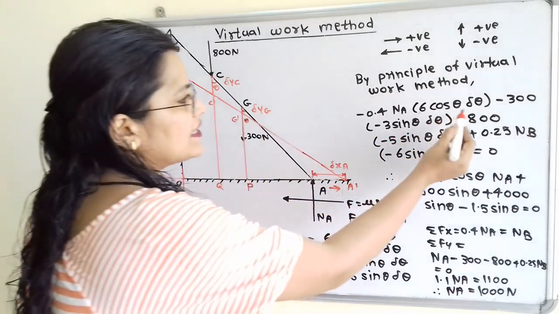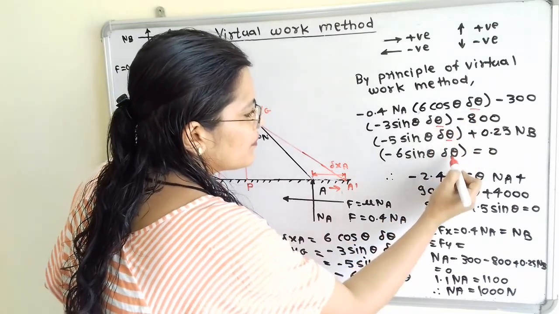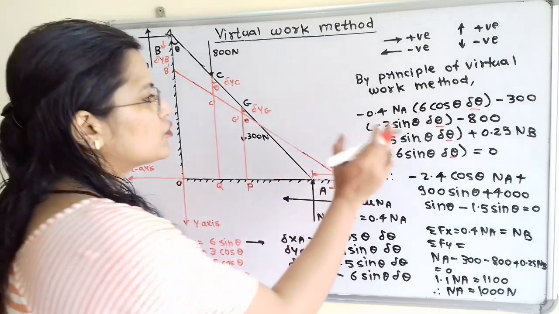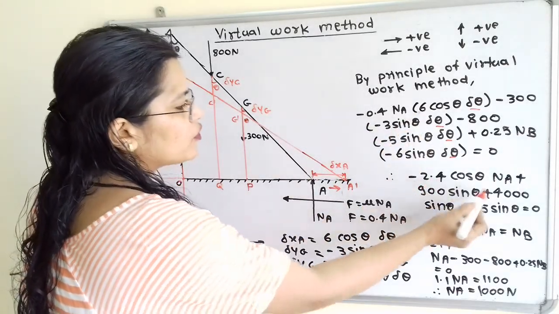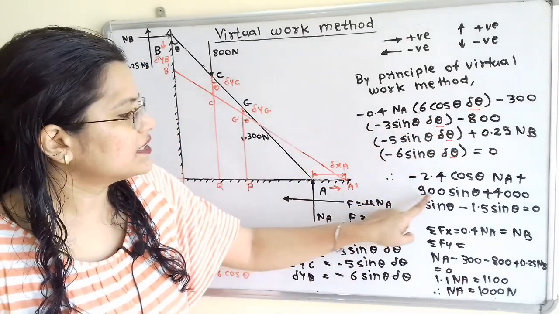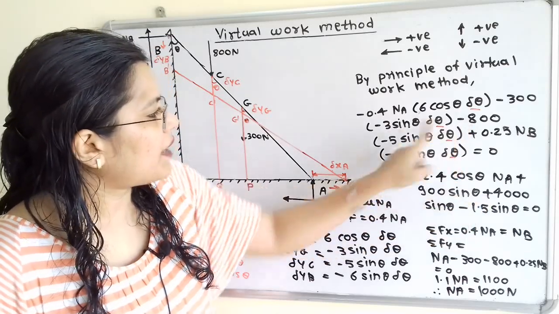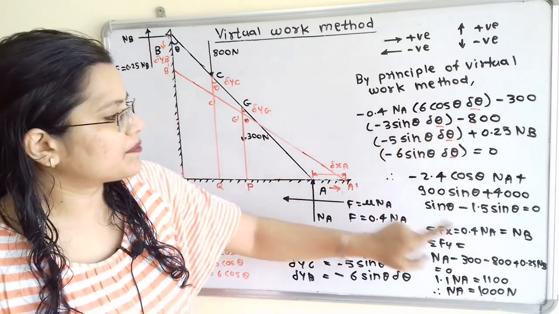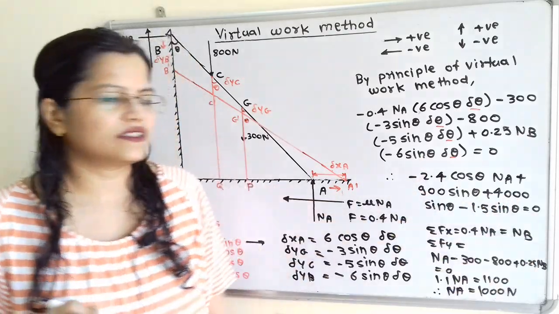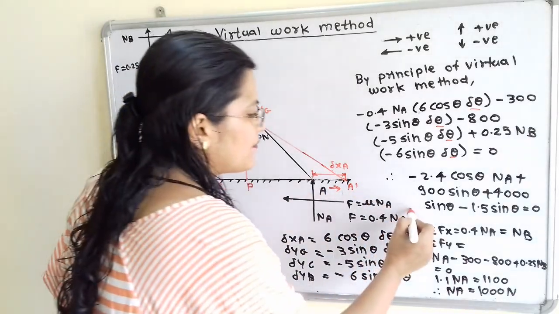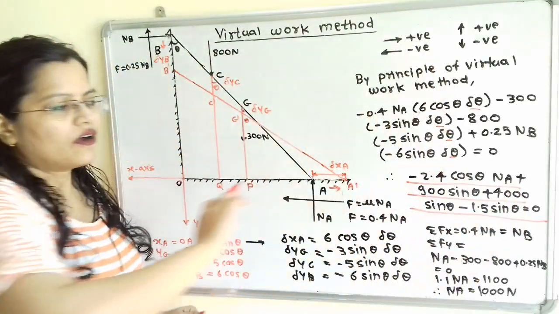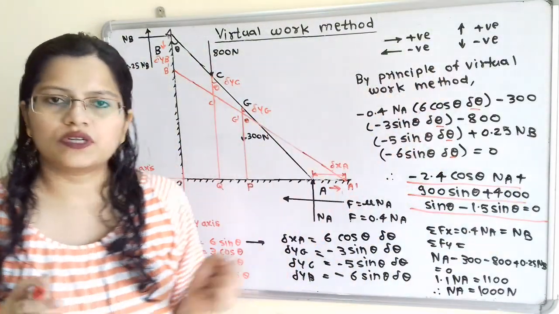So we will take the delta theta as a common term and we will transfer to the right hand side. So it will become 0. So remaining term minus 2.4 cos theta Na. Then this minus minus will become plus 900 sin theta, plus this minus minus will become plus 8 multiplied by 5, that is 4000 sin theta, minus 1.5 sin theta is equal to 0. So this is the simplified form. So we have to take this simplified form of the equation by the principle of virtual work method.